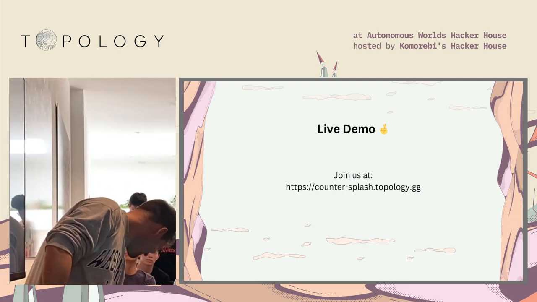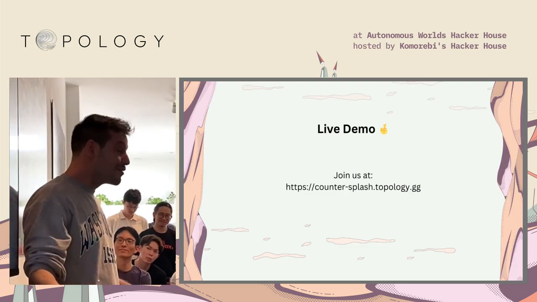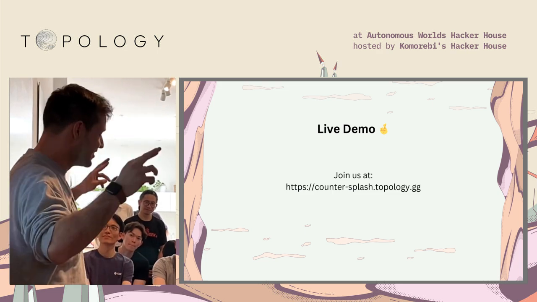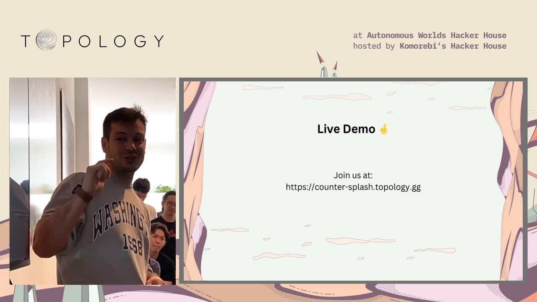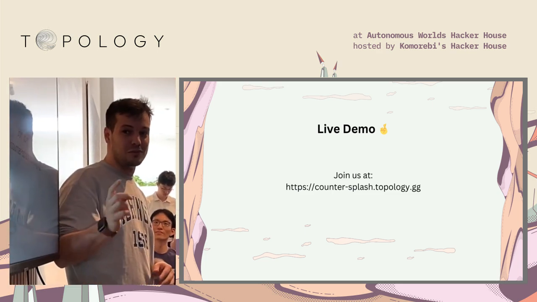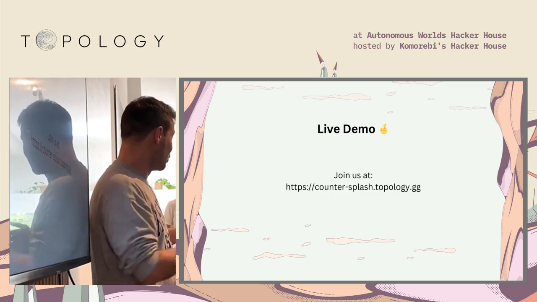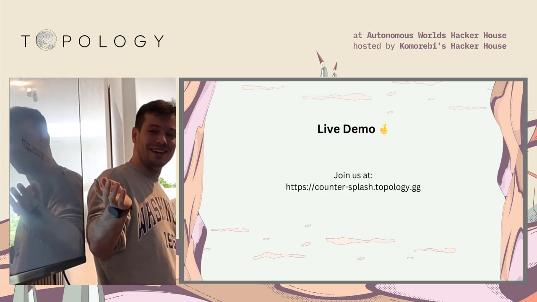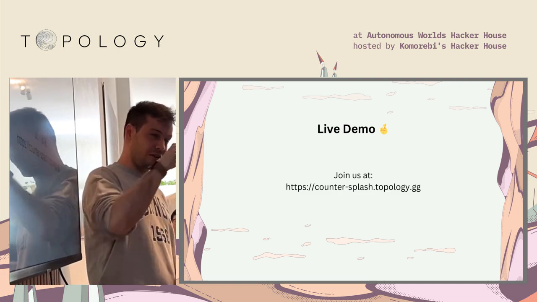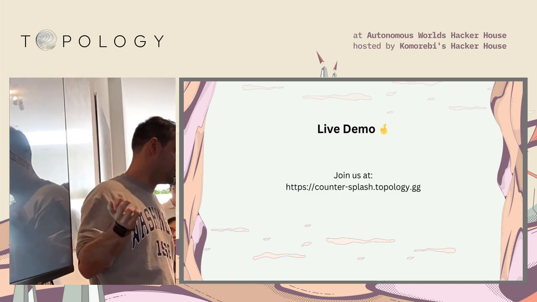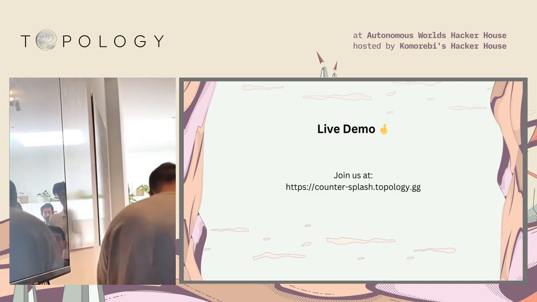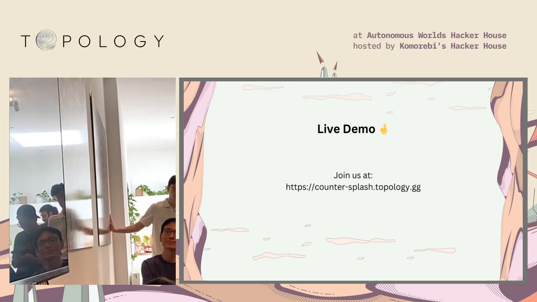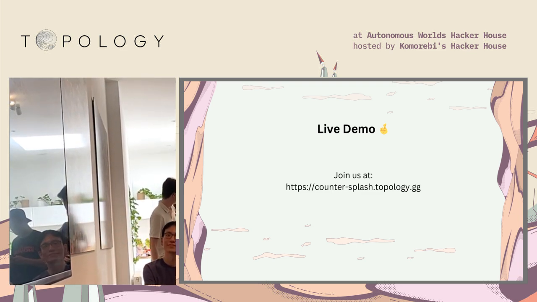Wait one second. And now it's time for the live demo. Let's all cross fingers and hope it works. You can join. I didn't put a QR code because I don't want you to join with mobile. Mobile is going to break for sure. But you can join there at counter-splash.topology.pg. I'll also join, and let's see if it works. Now is the time that we are trying.